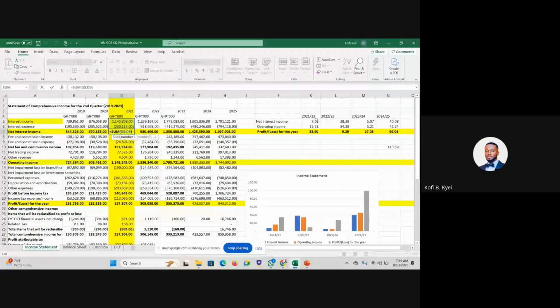So when computing or when you put in the values, you are getting 7%. So basically, you can say that net interest income grew by 7% from second quarter 2021 to second quarter 2022, 7.08. When you do the same comparison between 2022 and 2023, you have 38.38, 5.07 in 2023 and 2024, 40.08 between 2024 and 2025. So this is the growth when it comes to the net interest income.